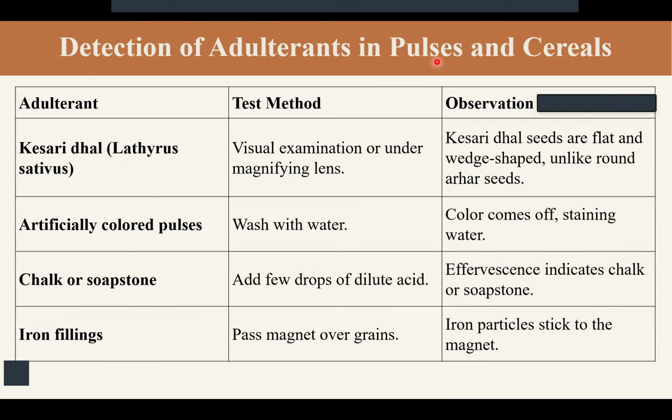Moving to the next adulterant, we have pulses and cereals. Kesari dal can be identified by visual examination. Artificially colored pulses, we can wash them with water. Chalk, again, we can use acid, and effervescence will indicate that there's presence of chalk. Iron filings can be identified by passing magnets over it. The iron particles will stick to the magnet.